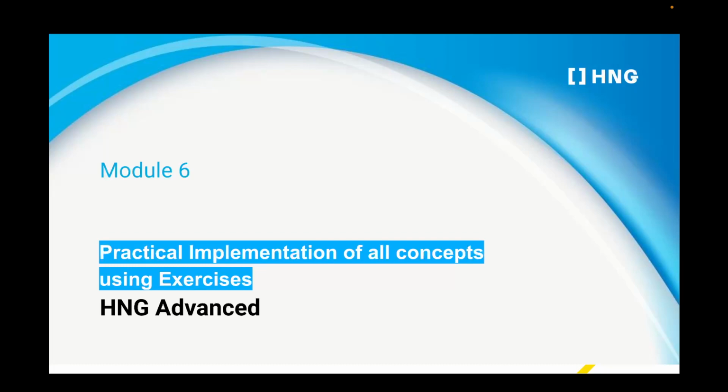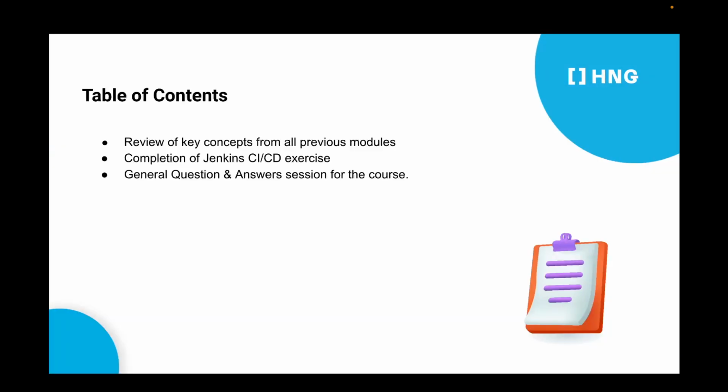And for the period of this course, there's going to be a sandbox machine that will be provided for you, so you can go in, run tests, run experiments, so that you can also get an idea of how this works in the real sense of it. We're going to, as I said, review the concepts from previous modules. We're going to complete the Jenkins CI/CD exercise that we started in module 5, and then we'll have a general Q&A for the course, right? This is the outline of the course, and this is the plan, right?